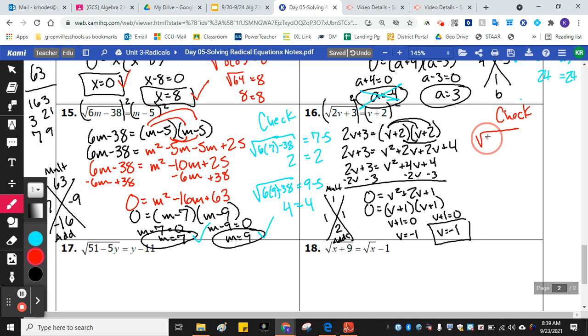So do the square root of 2 times negative 1 plus 3. These are all small numbers, so I'll just go ahead and do it without the calculator. Left side equals 1. Right side equals 1. 1 is the answer.